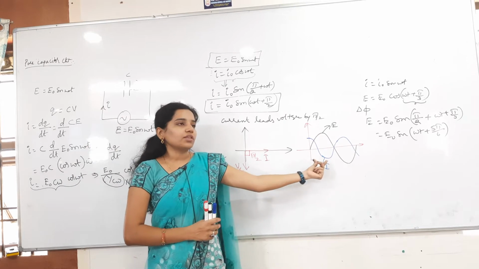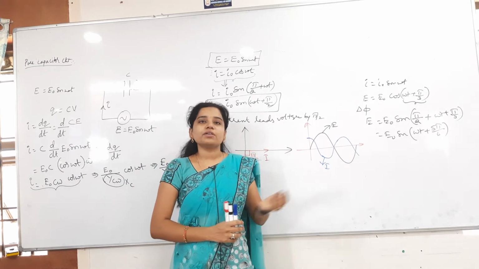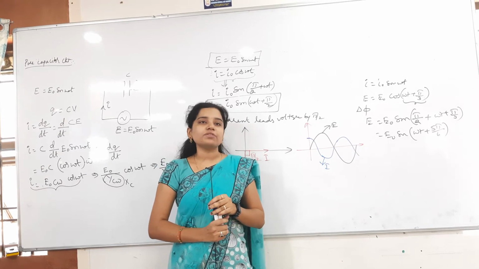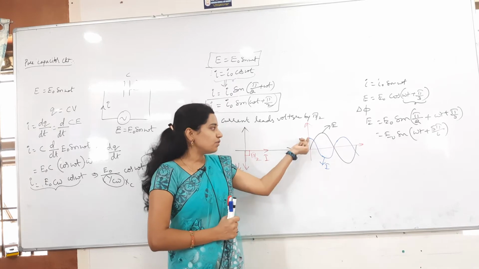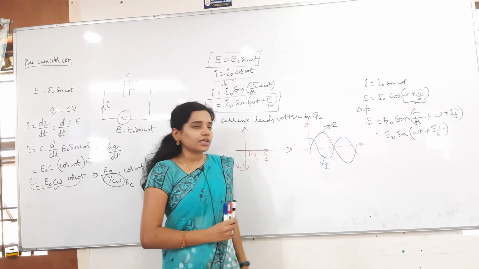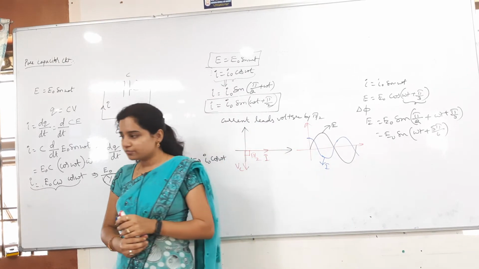Then you have to draw the sinusoidal wave. E is E naught sin omega t, starting from where? Origin only. Current is I naught cos omega t, starting from where? Maximum value. So current is starting from the maximum value here. Then this is the sinusoidal wave we got. Clear? Copy that. We will discuss the reactance.